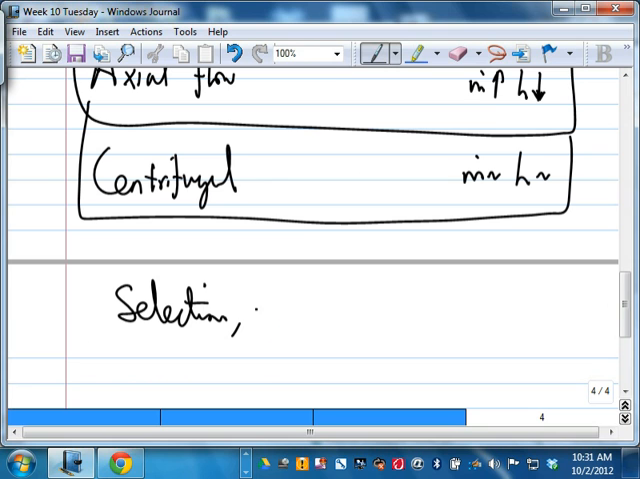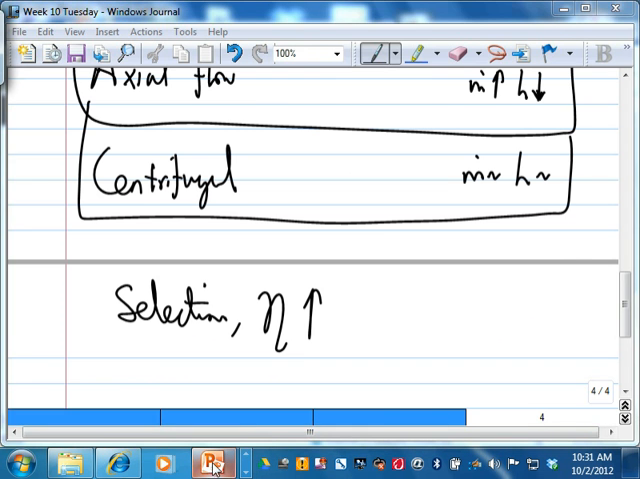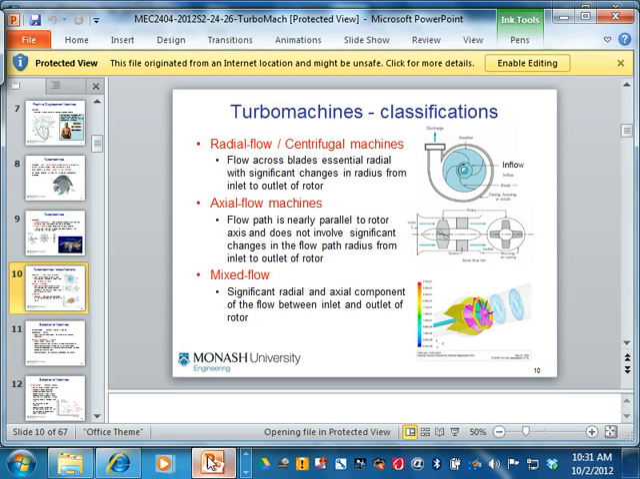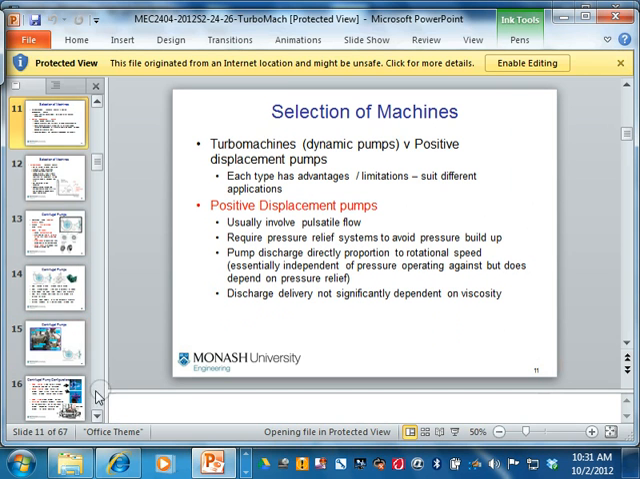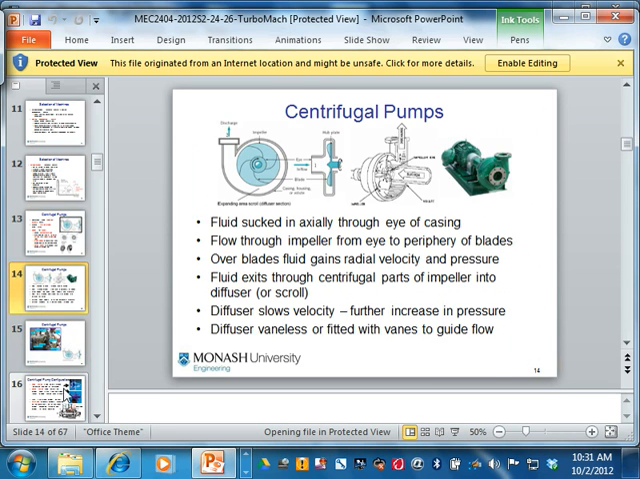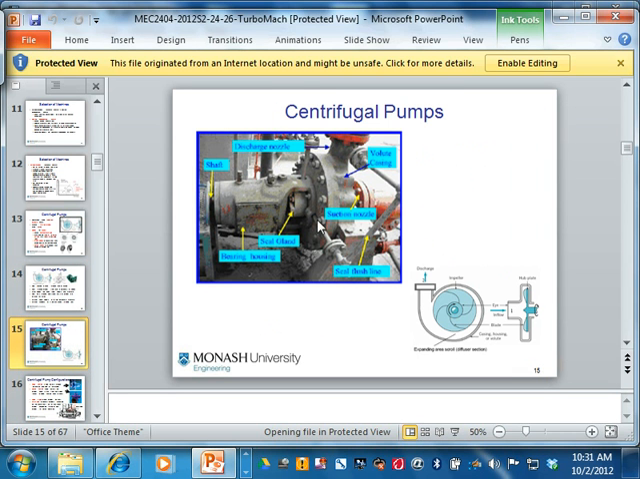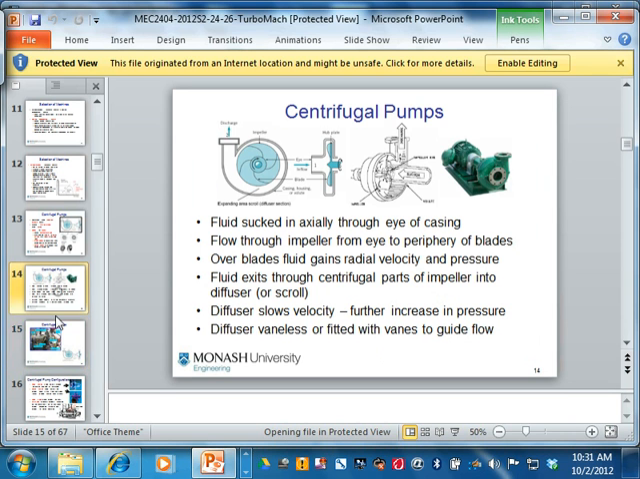We want to find one where the efficiency is high. So we need to look at the case. Okay, let me skip to the front. Here there is a picture of a centrifugal pump. This is a rusty, lousy looking pump. This is the inside.